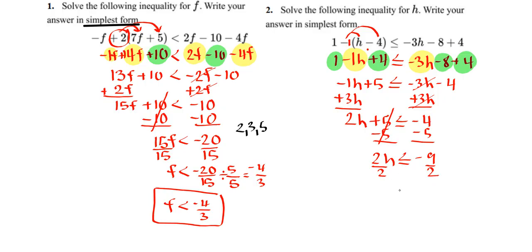2 divided by 2 is 1, and 1 multiplied by h simplifies to h is less than or equal to negative 9 over 2, and 2 is prime, so that one's already been simplified for us. And that's what you have for today's lesson, dealing with linear inequalities level 2.